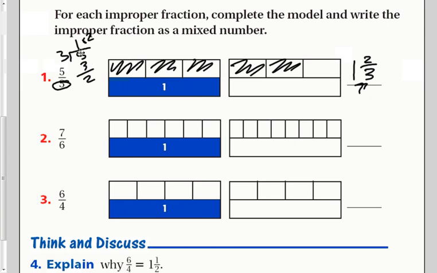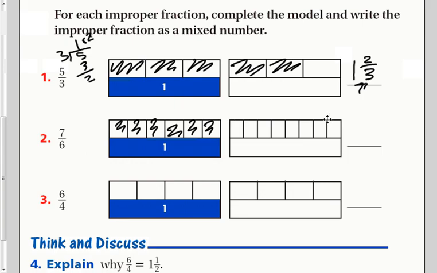So if 3 goes into 5 one time, that's my whole number. My remainder's 2. I had 2 left over, which is right here. That's my numerator. And then the denominator stays the same. Let's look at the next example. 7/6. So we cut each candy bar into 6 equal pieces, and we need 7 of them. 1, 2, 3, 4, 5, 6.